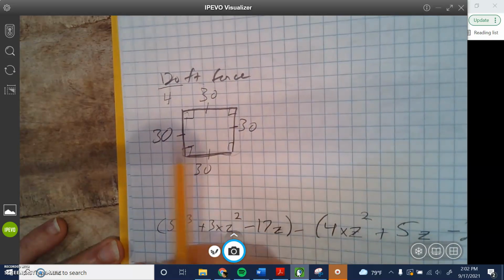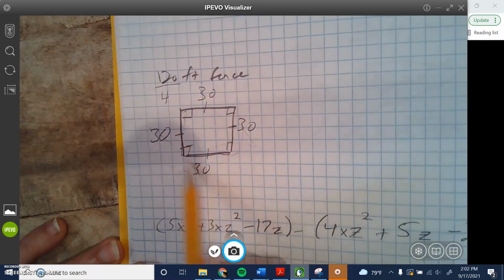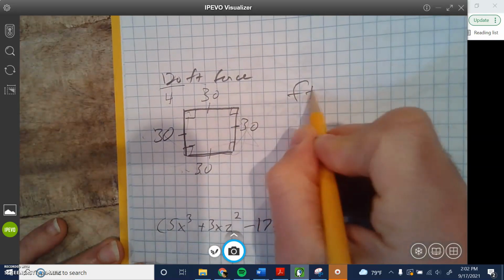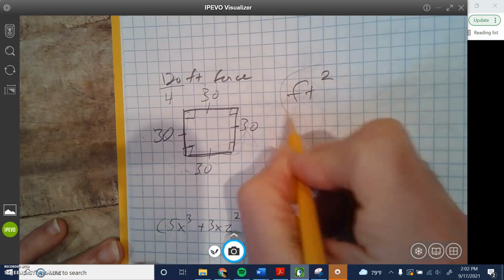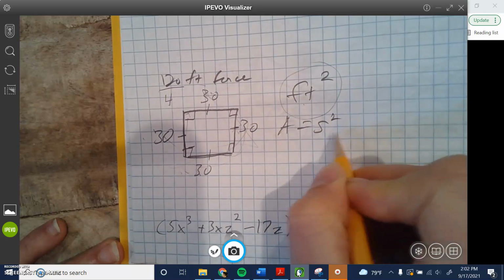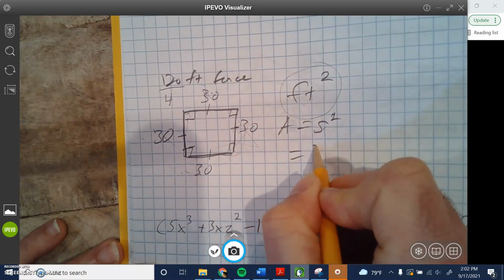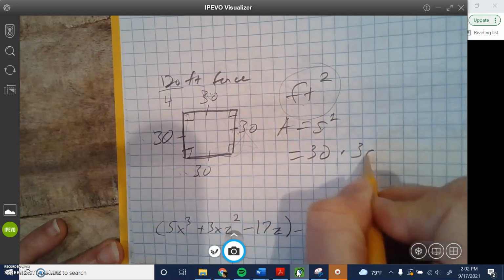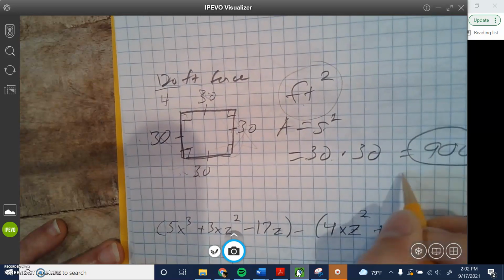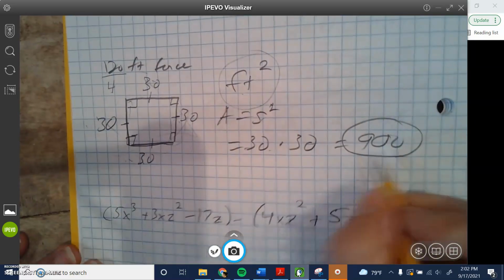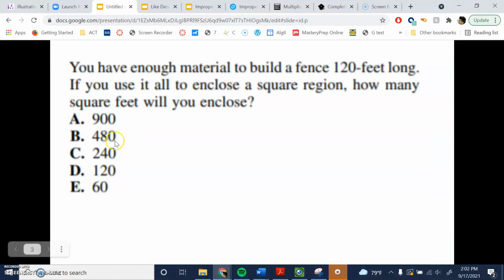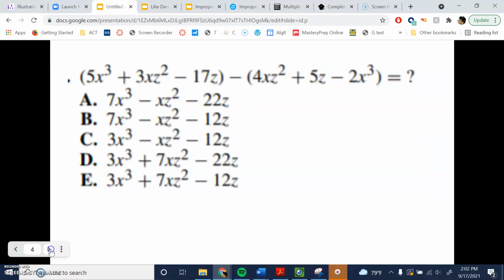30 plus 30 is 60. 60 plus 60 is 120. There we go. So now ask me how many square feet. That's area: side times side. The area of a square is side times side, or side squared, which is 30 times 30. 3 times 3 is 9, and then you can add the zeros, so 900 square feet. That answer is A. Good job.